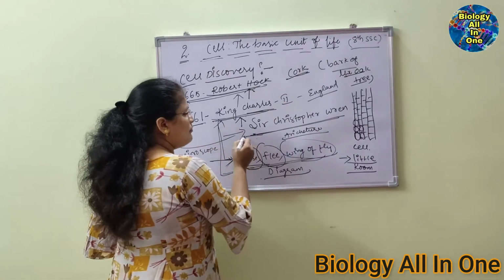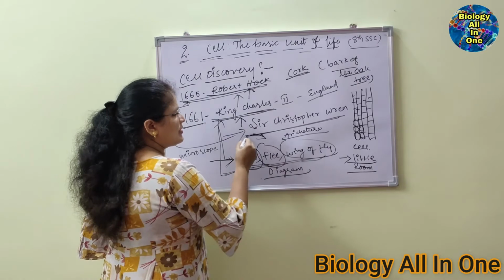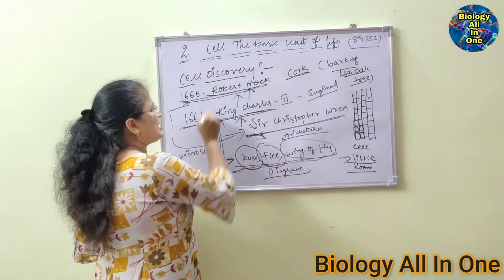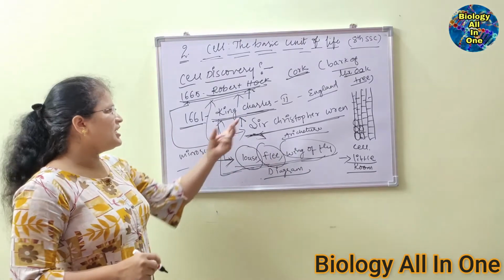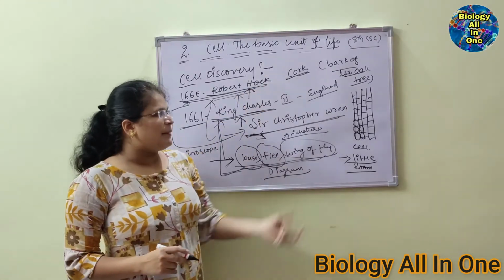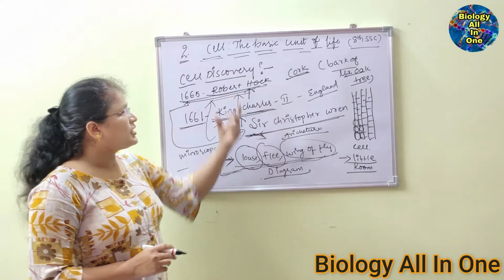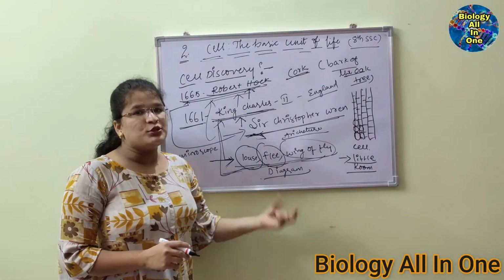Maybe due to some unfortunate reasons he rejected that, and King Charles appointed Robert Hooke to observe different kinds of things under the microscope, and said, I need a sketch of that. So Robert Hooke was appointed for the job, and Robert Hooke was doing different kinds of observations.